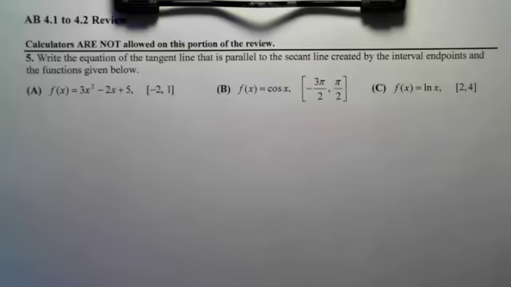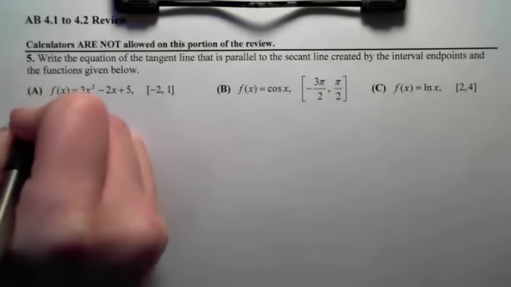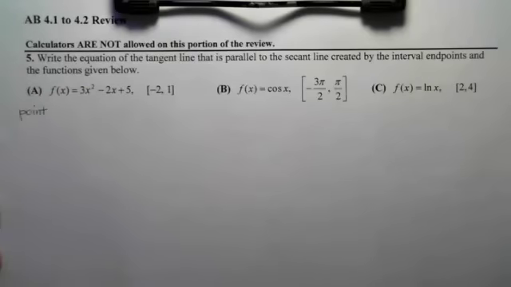Okay, this is the 4-1 to 4-2 review. Calculators are not allowed, and it's number 5. Our job is to write the equation of the tangent line that is parallel to the secant line created by the interval endpoints. So that means we're writing equations of lines, which means we need points and slopes. And we're going to find the point after we determine the slope of the secant line and then set that secant line slope equal to the derivative.